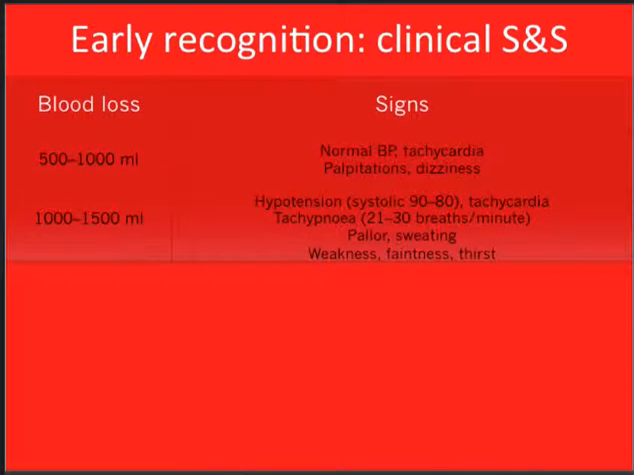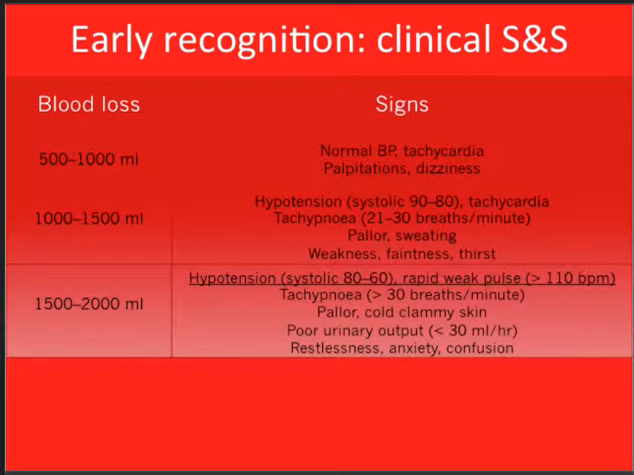If the blood loss now increases and is between a liter and a half, hypotension, systolic blood pressure between 90 and 80, tachycardia, and tachypnea starts to kick in. Skin is pale, she starts sweating, and she feels weak, faint, and tells you that she is thirsty. So symptoms of more blood loss.